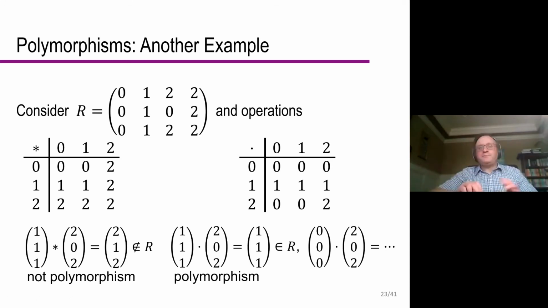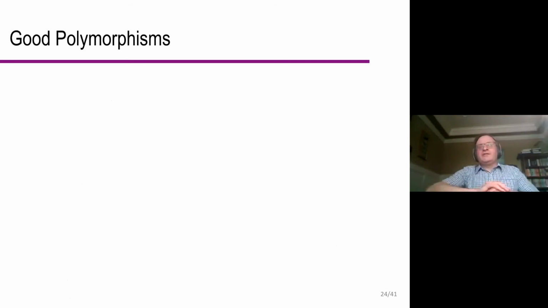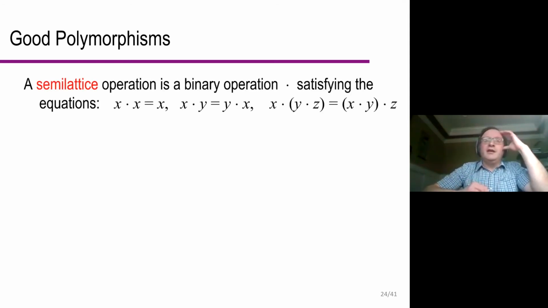Now, some polymorphisms are good and useful for us, and they define polynomial time solvable constraint satisfaction. The good polymorphisms I will be mentioning, again, we don't really need the details, the first one is a semi-lattice operation. So any binary operation that satisfies just these equations: x times x is x, it's commutative, xy equals yx, and also associative.